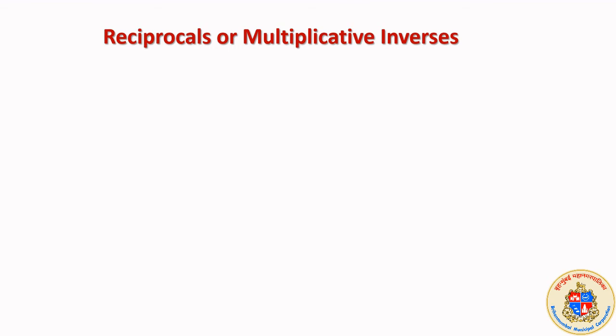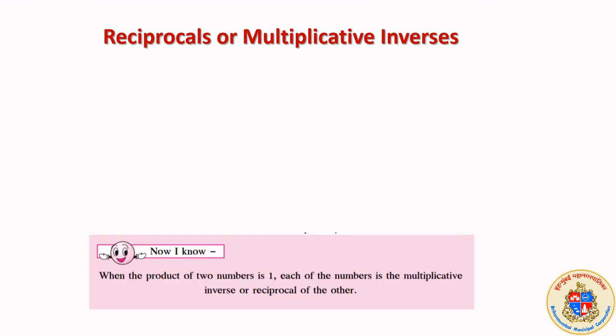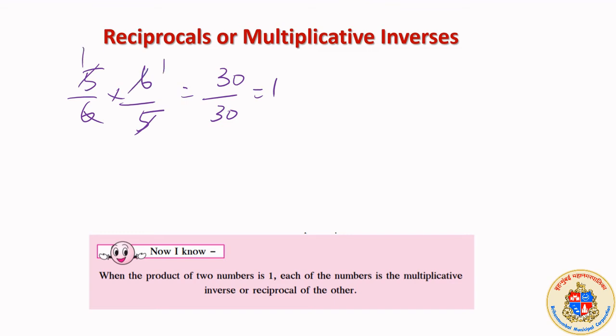Now another concept, reciprocal or multiplicative inverse. ये क्या होता है? When a product of two numbers is 1, each number is multiplicative inverse or reciprocal of the other. Two number का product 1 होना मांगता है. How can it be? Okay, it can be. For example, if 5 upon 6 is multiplied by 6 upon 5, you can either cancel or otherwise write 30 upon 30, which is equal to 1, no problem. Otherwise you cancel it and write it as 1. 6 divided by 6, 1. 5 divided by 5, 1. 1 into 1 is equal to 1. It is only 1 and 1.